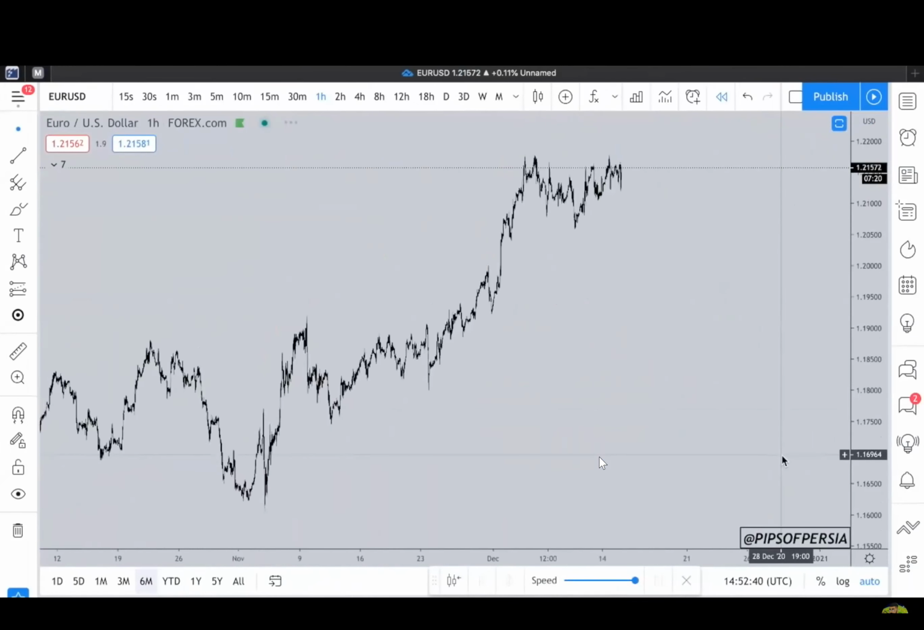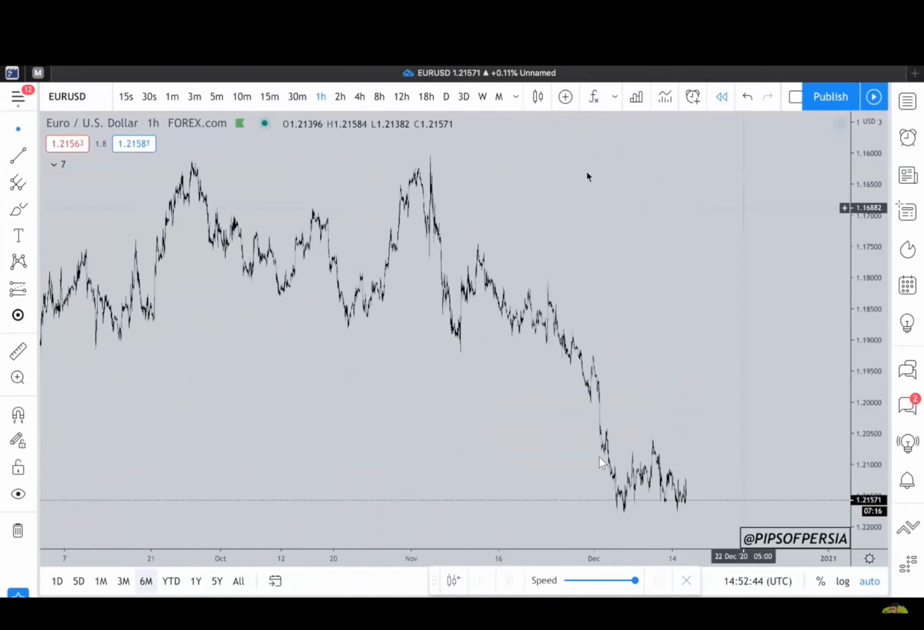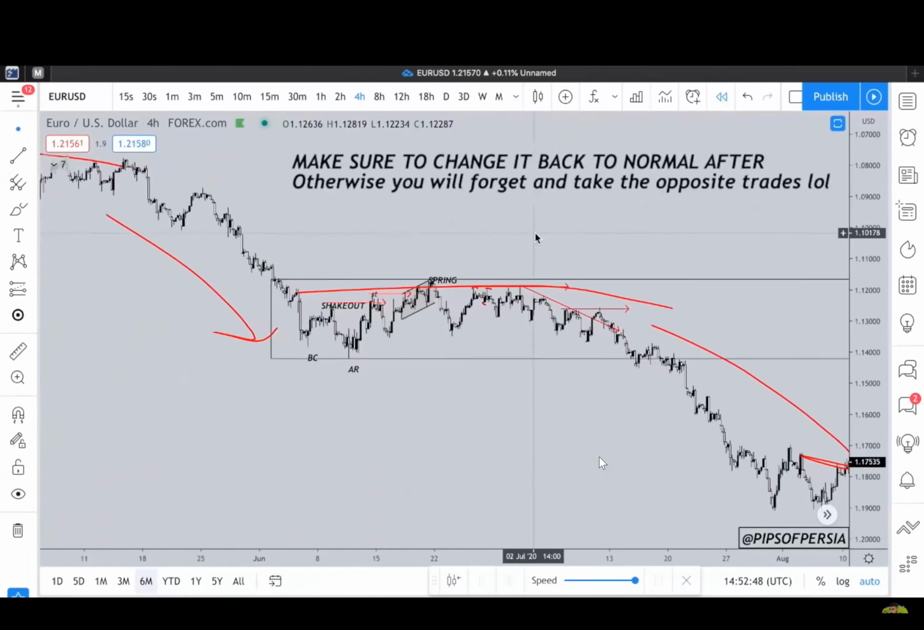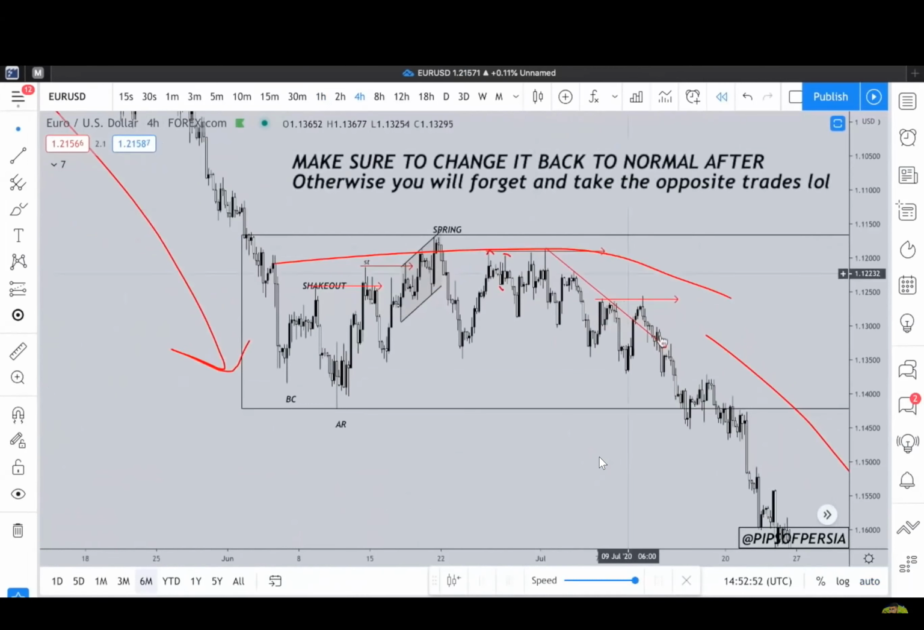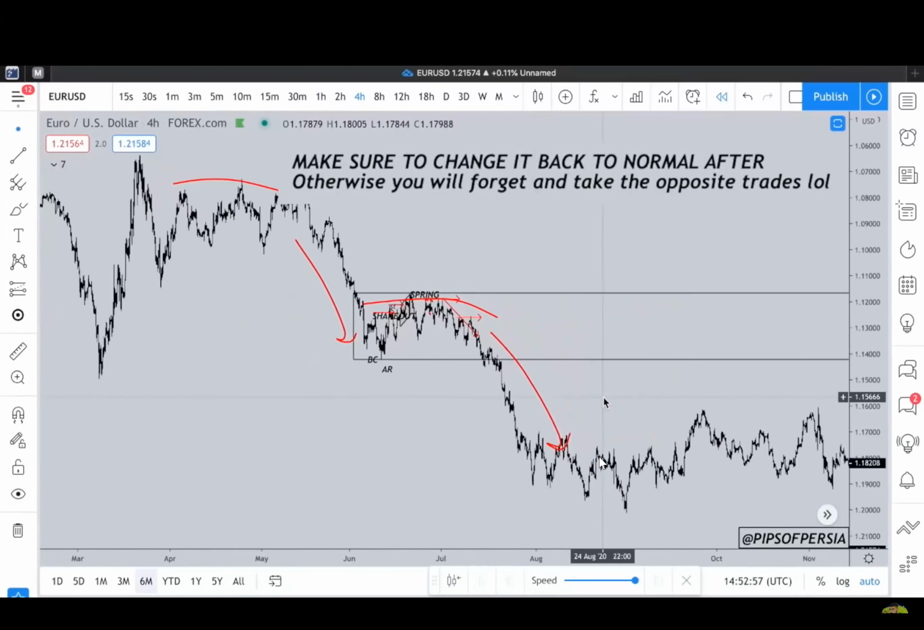If you are trading on TradingView, you can click down here right above where it says auto and click on invert scale. And it will literally flip your entire chart. And the reaccumulation that we were looking at for EUR/USD is now an example of a redistribution. So as long as you understand reaccumulation, you also understand redistribution.